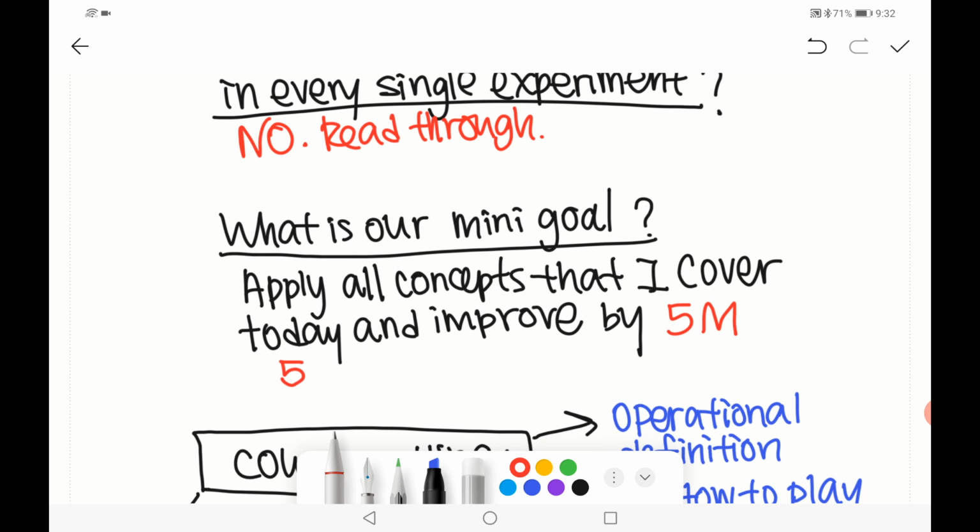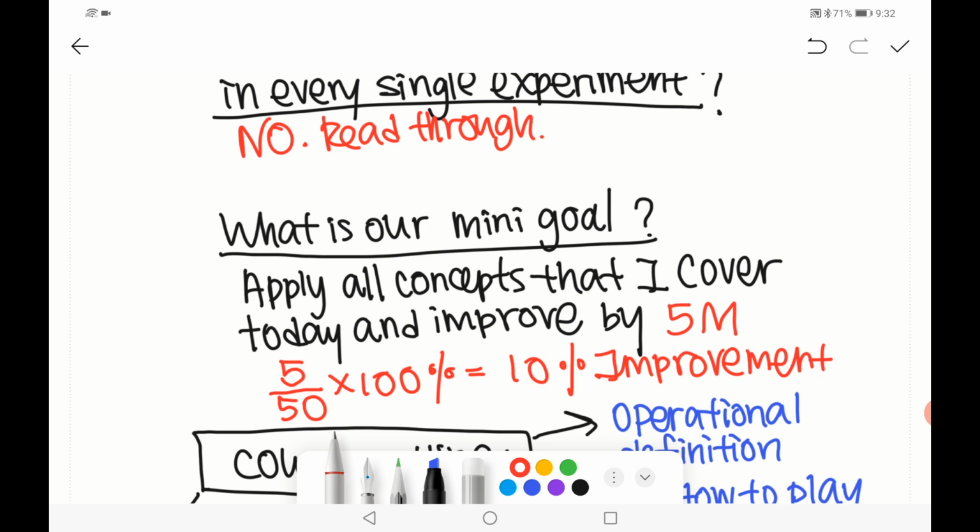So you improve by 5 marks out of 50. You multiply by 100%, so that is about 10% of improvement already. You just need to apply those concepts. If you score an extra 10 marks, then you will improve by 10% already. So that's how easy it is. You just follow what I'm going to show you next.